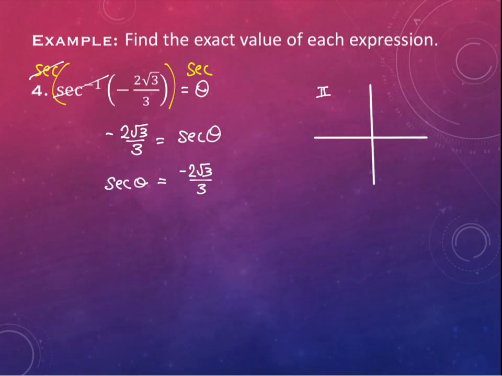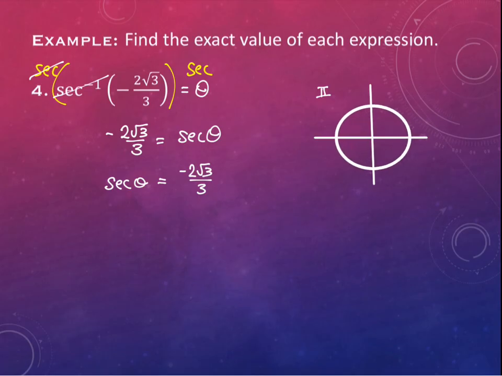I'm in quadrant 2 for secant. So cosine and secant and cotangent are quadrant 2. So if you want to make yourself just a little reminder chart, those are the three that are in quadrants 1 and 2. Cosine, secant, and cotangent are quadrants 1 and 2. This one is secant, so I'm in quadrant 2.